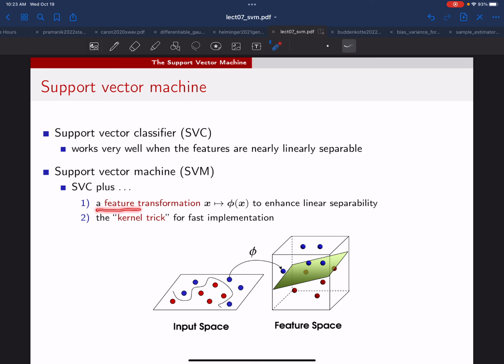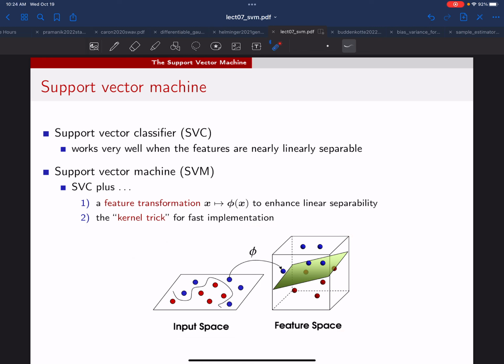So we're going to use a feature transformation. We're going to take our raw features X, and we're going to apply some nonlinear mapping function phi to get new features phi of X. And the goal here is that the new features are going to be closer to linearly separable than the old ones. They still might not be perfectly linearly separable, or they might, but hopefully they are closer to linearly separable. That's not all. We're also going to do one thing to make this implementation run faster, and that's called the kernel trick.